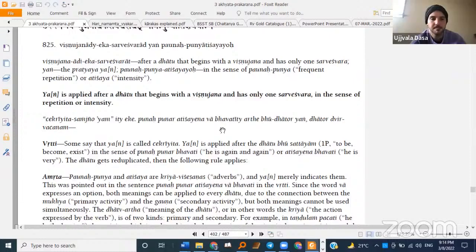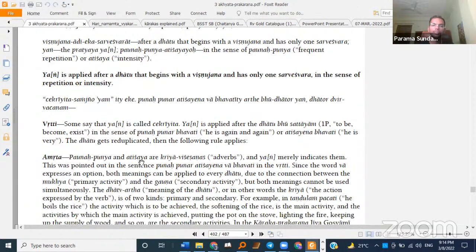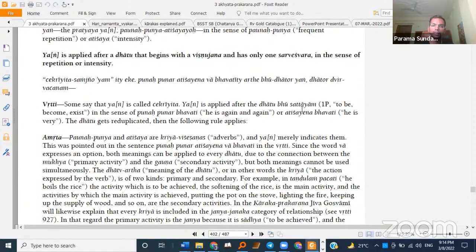I see. So, for example, they are taking bhu dhatu as an example in the sense of punaha punar bhavati or atishayena bhavati. The English rendition, I don't think they go quite good. It's a little funny.